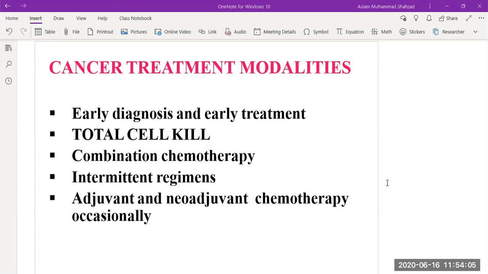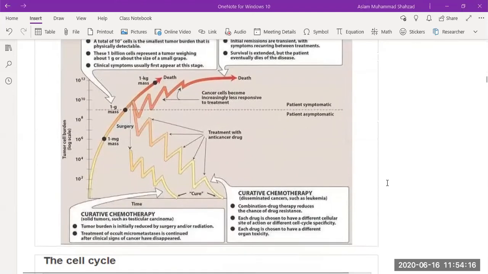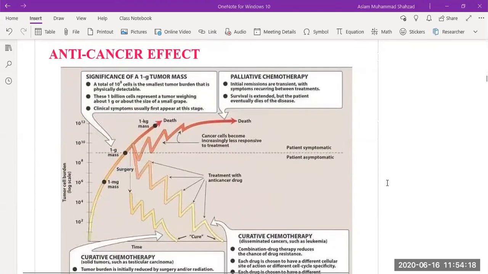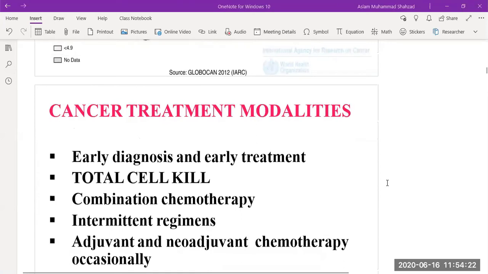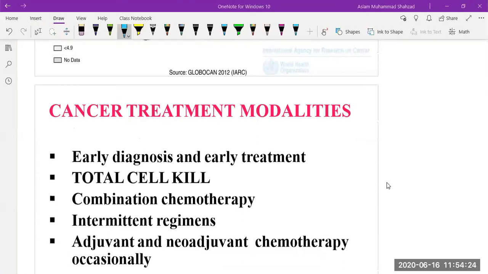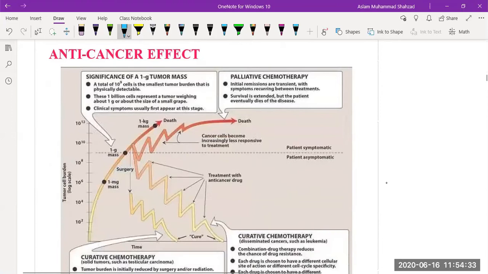We will discuss them in detail in our upcoming lecture, as this is the introductory lecture to understand cancer and cancer chemotherapy. When we talk about the role of cell cycle kinetics and anti-cancer effects, we need to understand this table. This is very important. Why? The second point I'm going to highlight is total cell kill. So we need to understand total cell kill, which we can understand easily in this table.